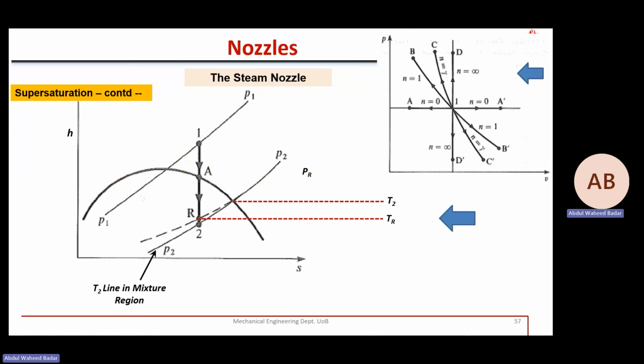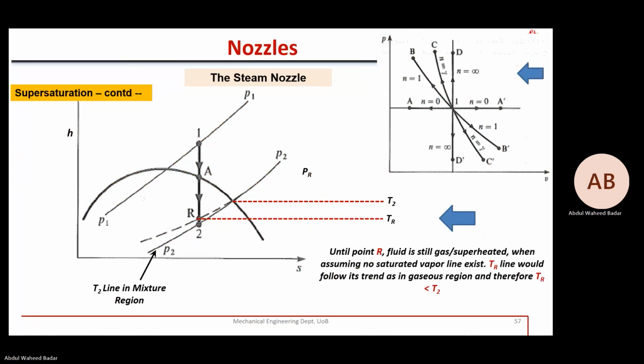Clear? Why TR is less than T2. So that's what I wrote here. Because once I understood, I was jumping. Oh, I understood why. Then I made this graph for students. Okay, so that is done. Now what is left?